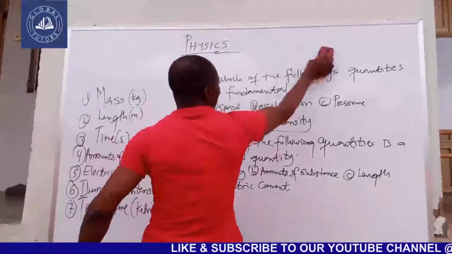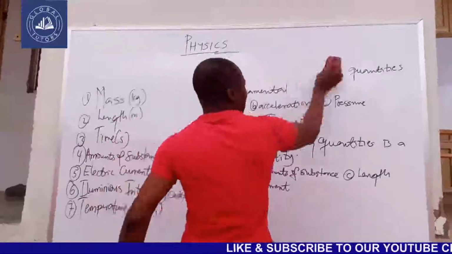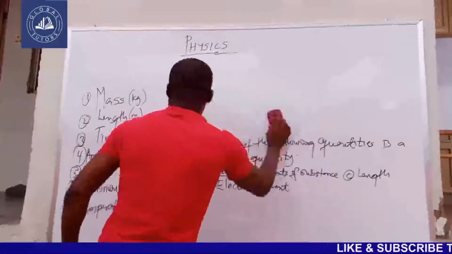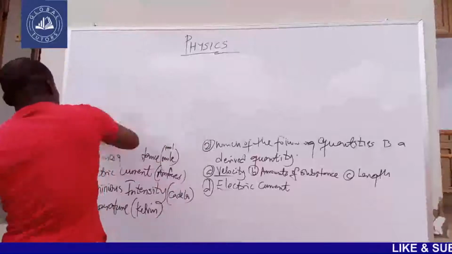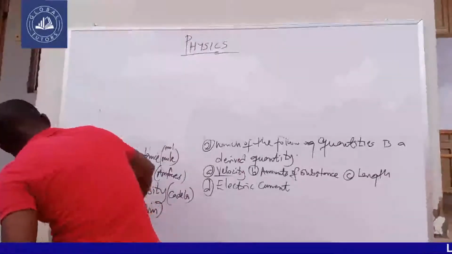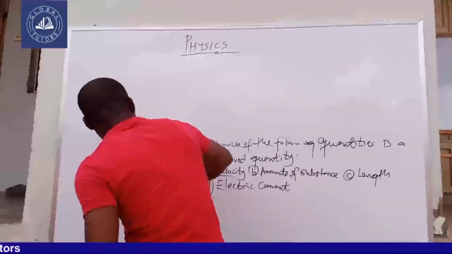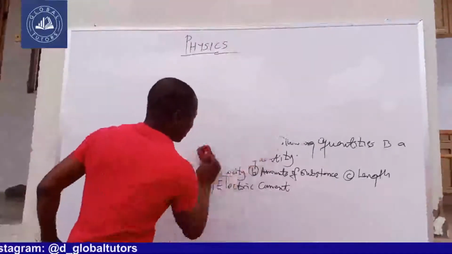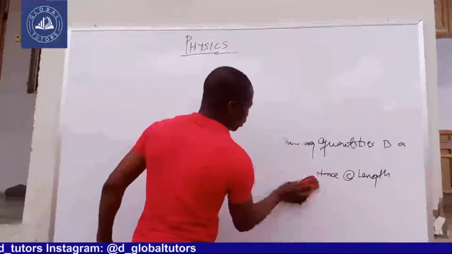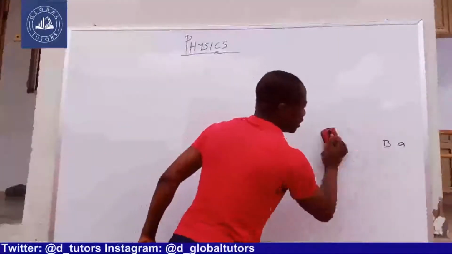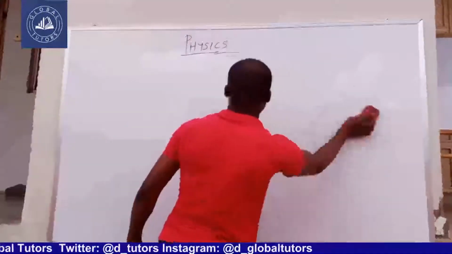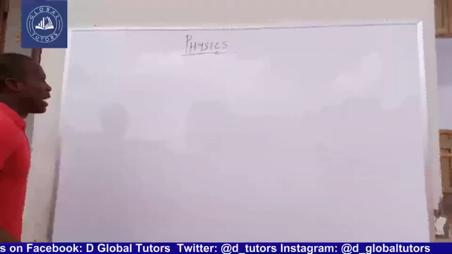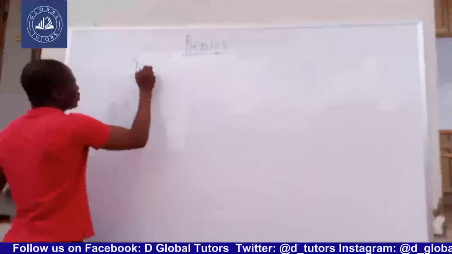Now we move on to dimension of physical quantities. The dimension of physical quantities is what we use to determine if a particular equation in physics is right or wrong.